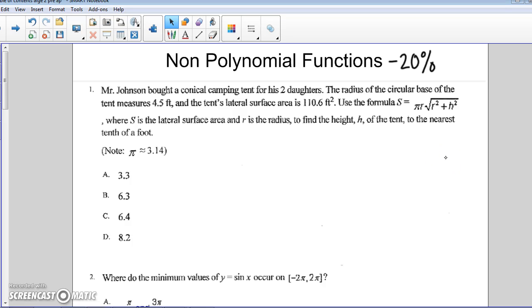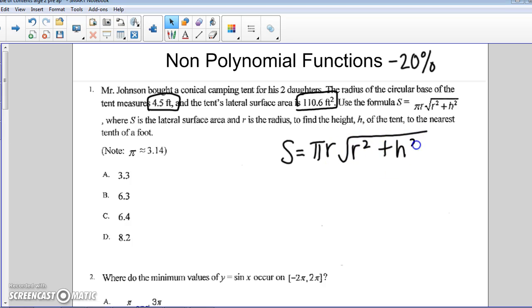So number 1 says, Mr. Johnson bought a conical camping tent for his 2 daughters. The radius of the circular base of the tent measures 4.5 feet. So that's going to stand for this R over here. And the tent's lateral surface area is 110.6 feet squared. Use the formula S equals pi R square root R squared plus H squared, where S is the lateral surface area, which is this number here, so we're going to go ahead and put that over here.